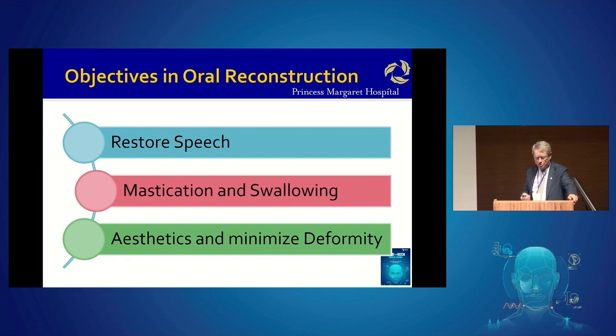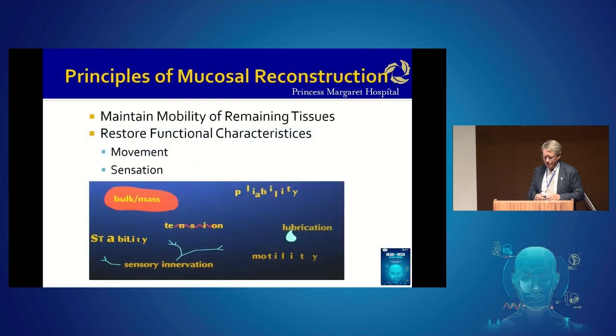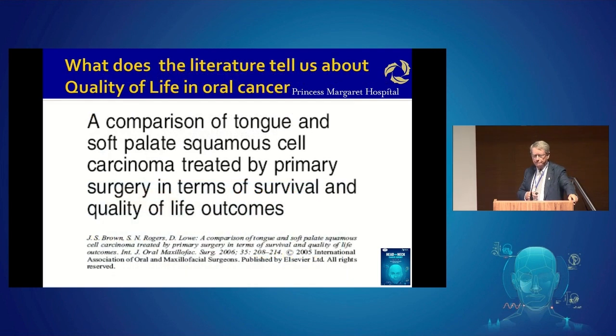So quite clearly, objectives are restore speech, mastication and swallowing, and that includes dentition, and to recreate the form and function of the face and minimize deformity. And for us, the basic principles: maintain mobility of remaining tissues. If you use a reconstruction that restricts the movement of the tongue, obviously you haven't helped the patient, and we want to try and restore movement, sensation, and all these other features that are illustrated in this slide.